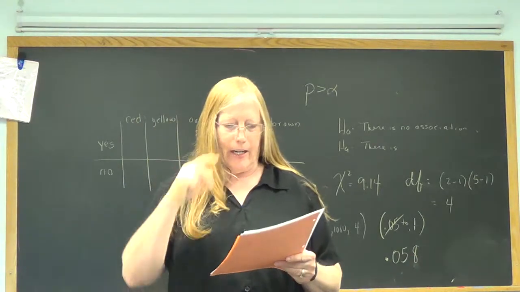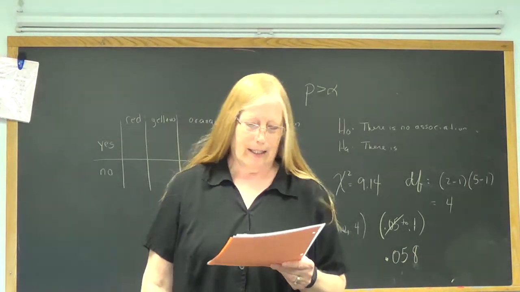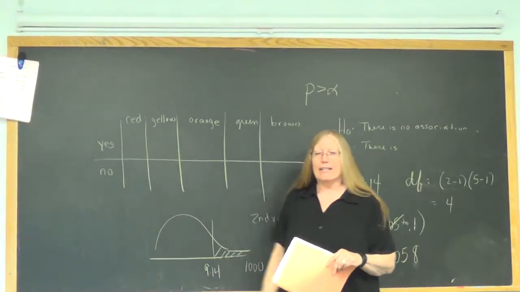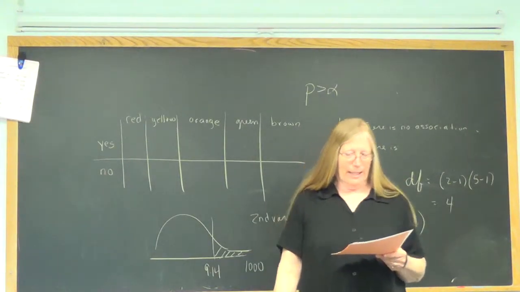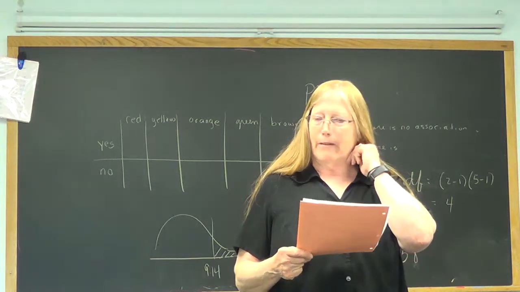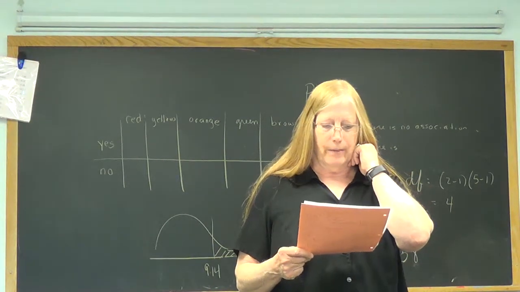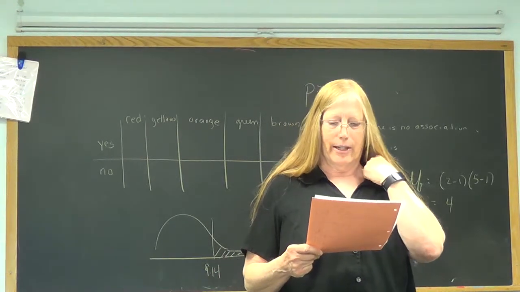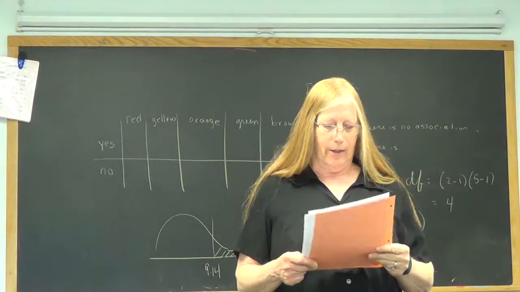Number 2. I want you to describe the shape of a chi-square distribution. I've got one of them up here for you. Tell me about its features. Describe the shape of a chi-squared distribution. What's the relationship between the mean, median, and degrees of freedom? And can chi-squared be negative?